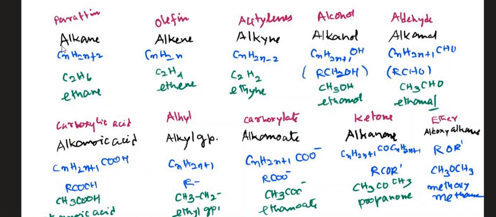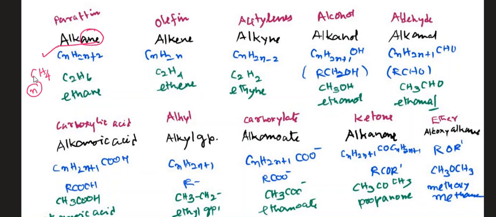Now let us consider the alkane first. Alkane has the general formula CnH2n+2 and the suffix is ane, A-N-E. So we can cite various examples. The first member of the alkane is methane, the second member is ethane. Methane has the formula CH4, and n represents the number of carbon atoms.